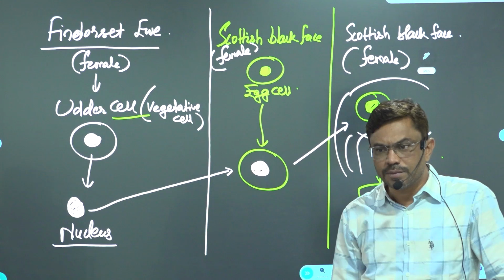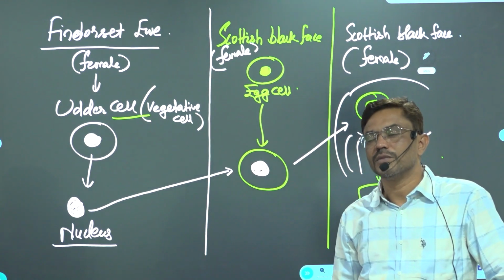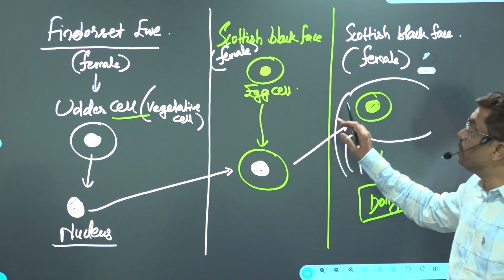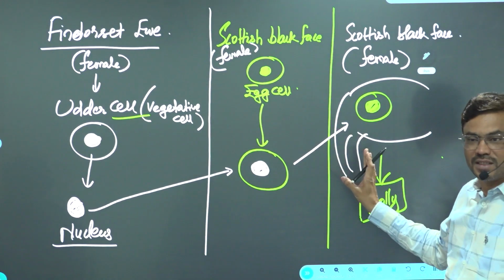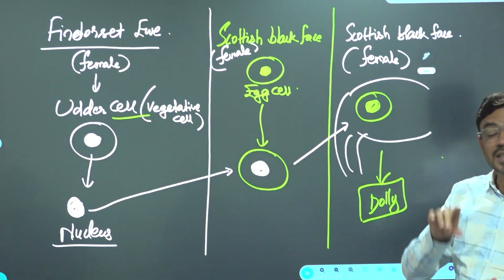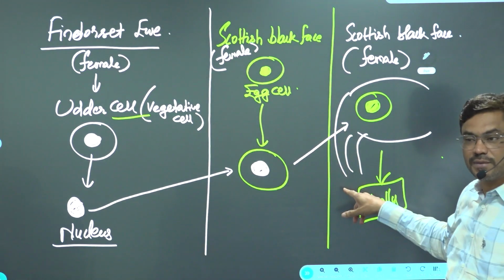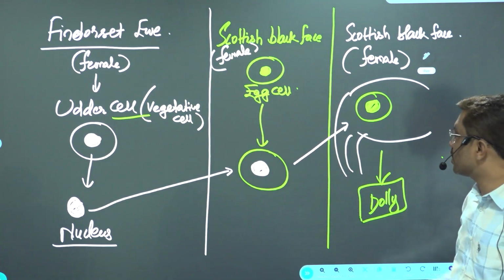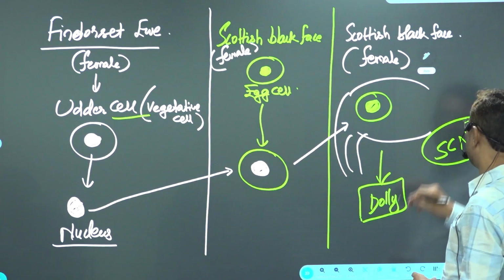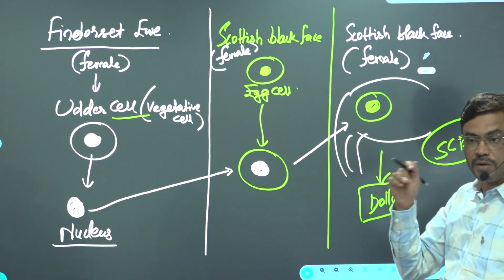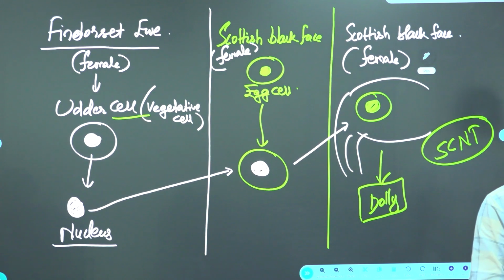Got it? Have any doubts? Yes. Here there is no involvement of male sheep. There is no sexual reproduction process here. Simply the genetic material is transferred. So this process is called somatic cell nuclear transfer technology. This was given in the previous exam. Is it clear? Right. This is a cloning process.